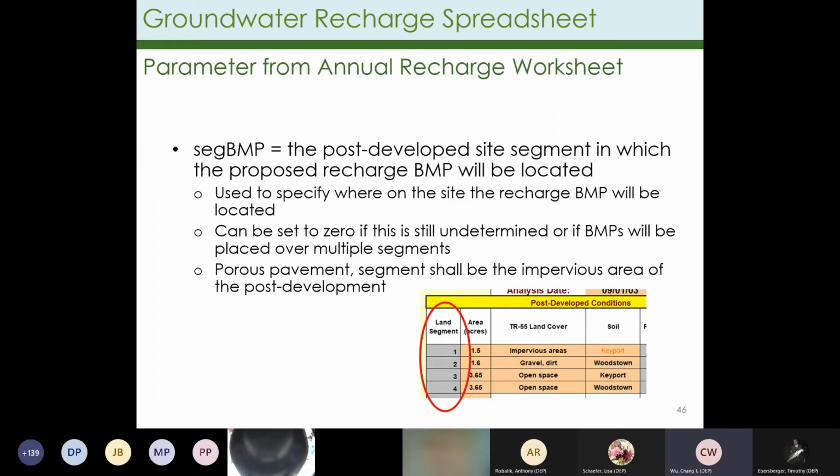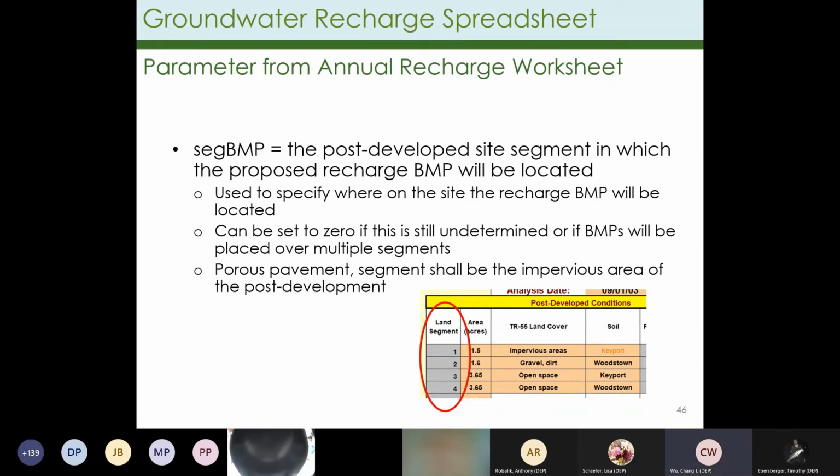And there's another important input in the second page. There is the segment BMP. There is the post-development site segment in which the proposed recharge BMP will be located. And as I said, for different soil, we have a different root zone depth assigned for that soil. So the location of the recharge BMP being correctly designated is important to get a correct calculation.